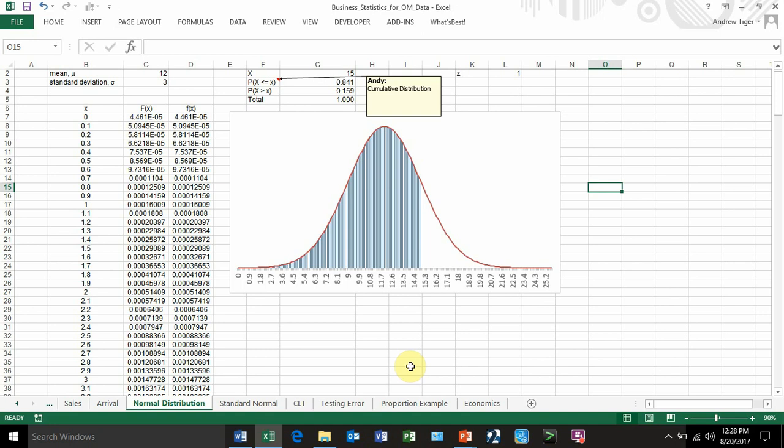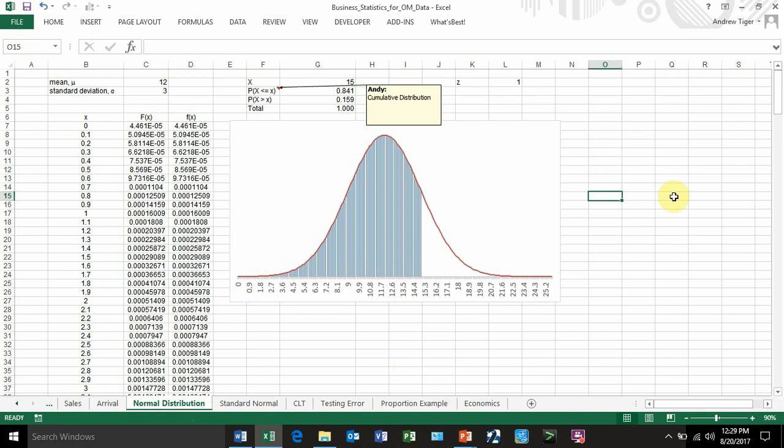This data file that I provide you has a worksheet called the normal distribution. This graph is only showing somewhere between 0 and 25, so I can't play with it for any type of value. But in theory, the mean of a normal distribution can be any number, minus infinity to infinity. It can be negative, that's perfectly fine. And this just tells you where it's centered.